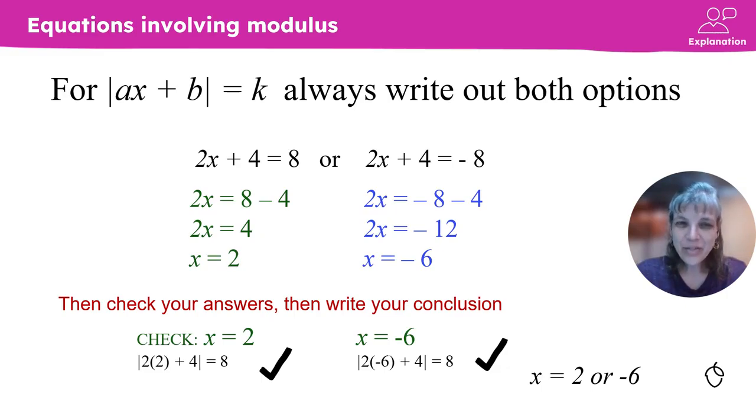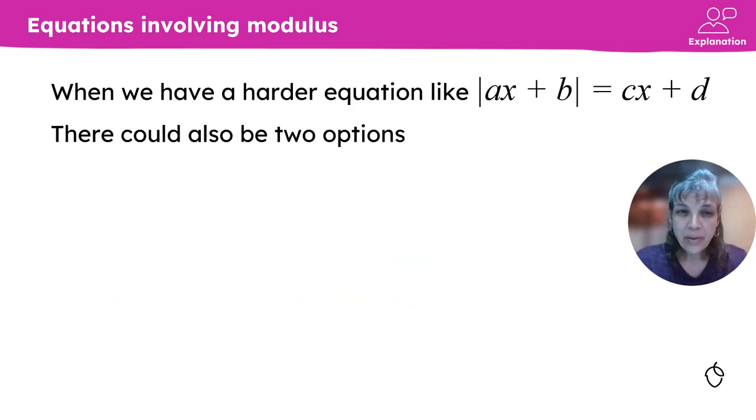Okay, great. So you'll have some practice on ones like this in the next exercise you do. But first, let's talk about what if we have another step. What if we have a bit harder equation? Something like the modulus of ax plus b is equal to cx plus d, something with a few more terms in it. Well, in this case, there could also be two options.